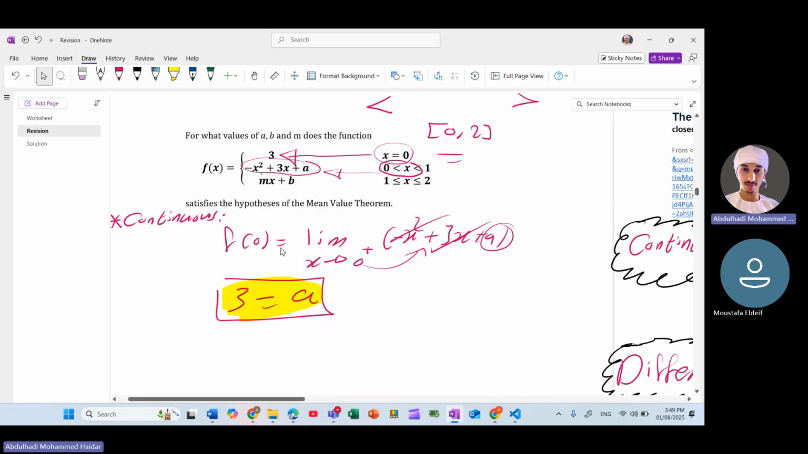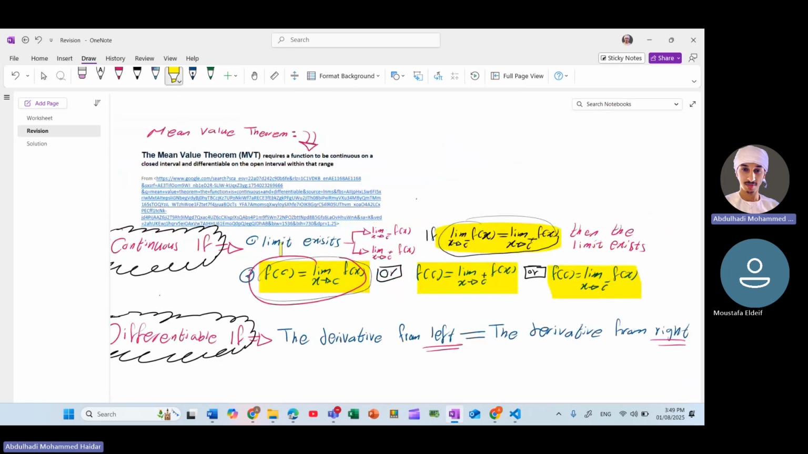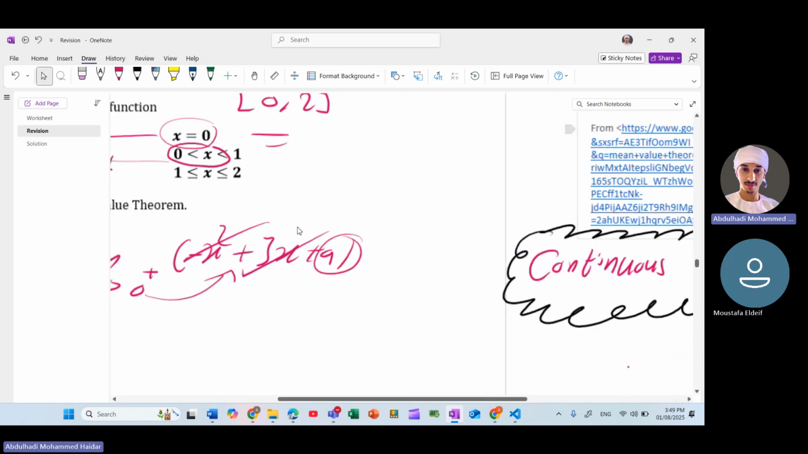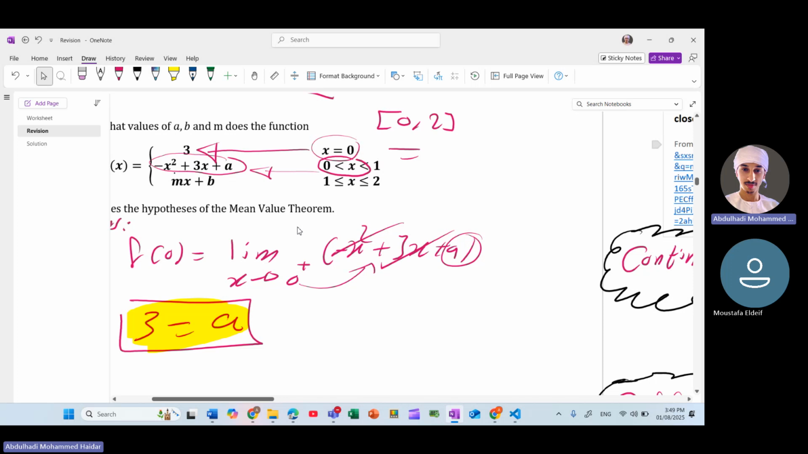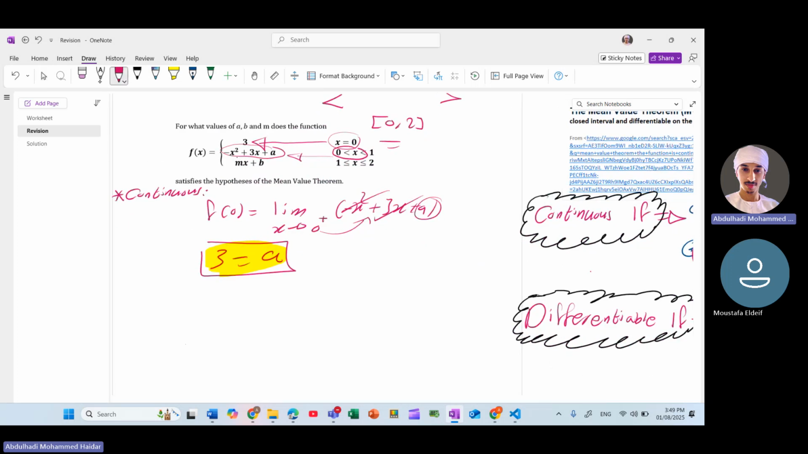Can we use continuity formulas like this one? Yes, we can maybe use this one, because we have a number that has left and right. Which one? 1. 1 is the only number that has left and right. This is left and this is right. So the limit as x approaches 1 from the left of which function? Of this function.